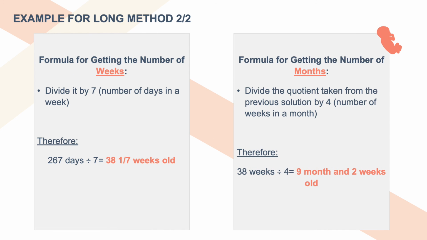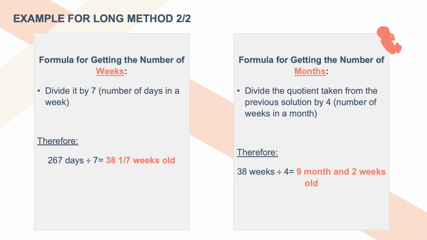Utilizing those values, we then proceed to the formula for getting the number of weeks. For this formula, we basically use the number of days taken and divide it by 7, which represents the number of days in a week. Therefore, 267 days divided by 7 is equal to 38 and 1 of 7 weeks old.